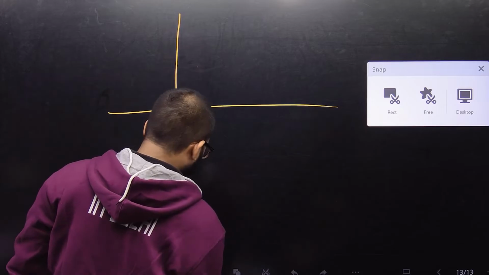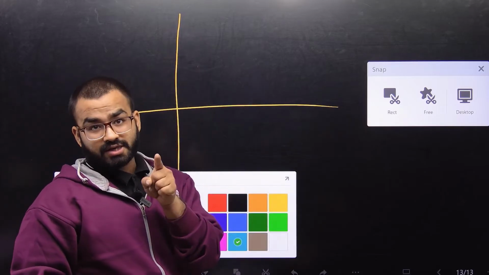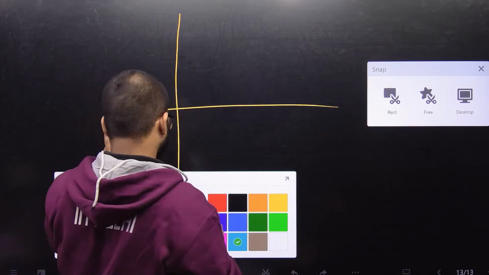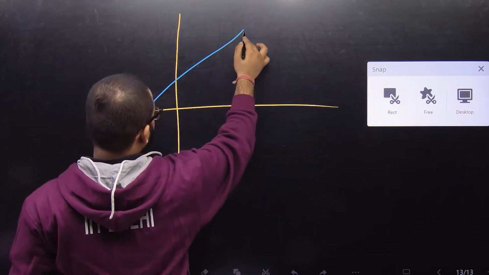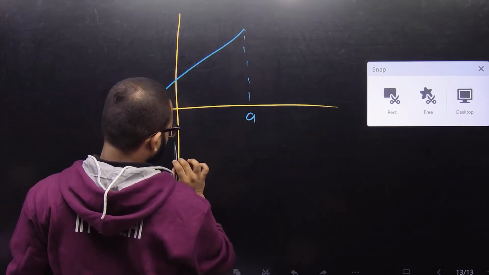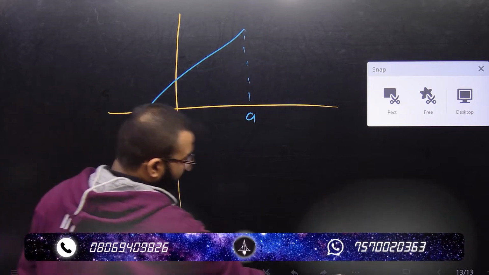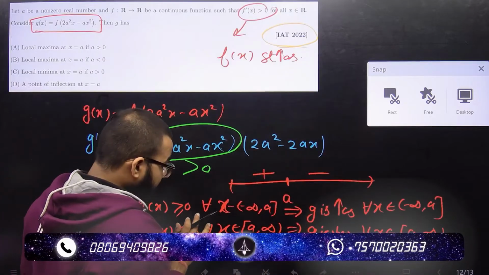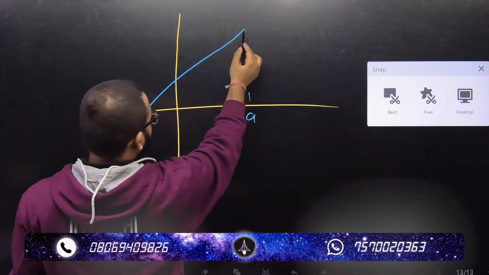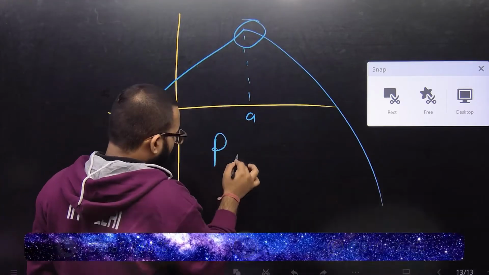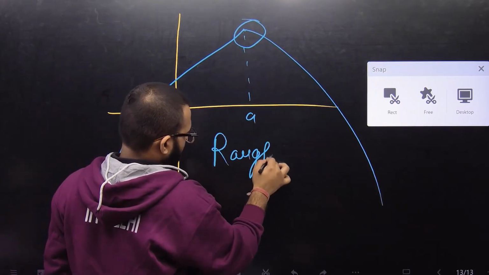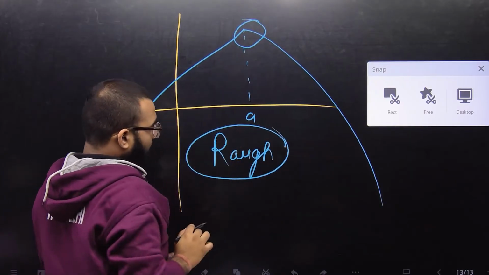So let's draw a rough sketch. Remember, a rough sketch, not an exact sketch. From minus infinity to a, let's say our function is increasing, and that is at x equal to a. And after that, from a to infinity, our function is decreasing. So we got that is a maxima, and that is a rough sketch, not an exact sketch.